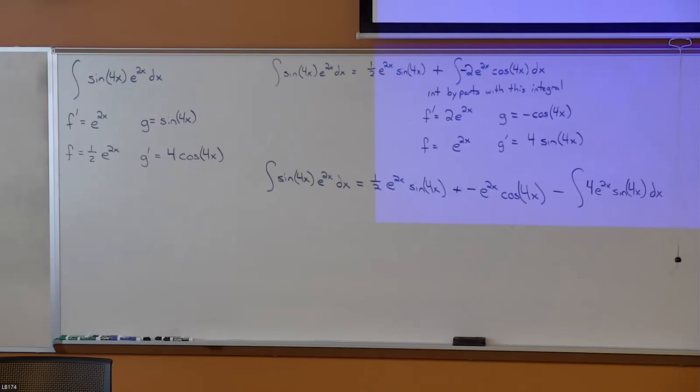Does that make our lives any better? Yeah. Why did that make our lives better? Because you have the integration of e to the 2x sine 4x on both sides of the equation. Exactly. I have the same thing on both sides of the equation, e to the 2x sine of 4x under an integration.